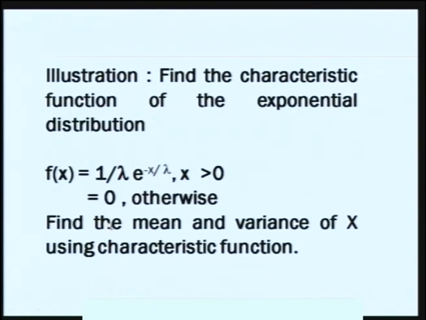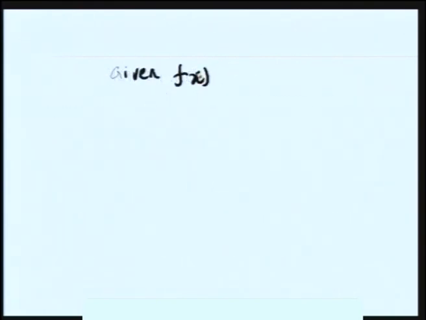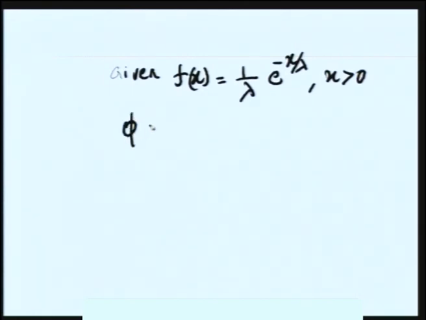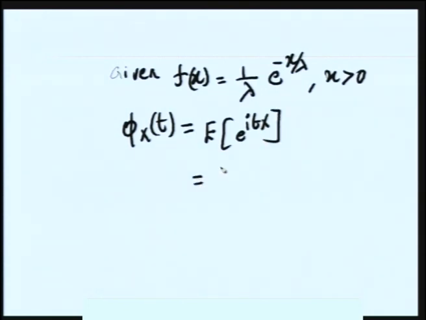Okay. So, what is given? Given f of x is equal to 1 by lambda e power minus x by lambda for x greater than 0, and lambda greater than 0. Let us find out the characteristic function. According to the definition, phi x of t is equal to expectation of e power i t x. And according to the definition of expectation, it is the integral from minus infinity to infinity of e power i t x into f of x dx.